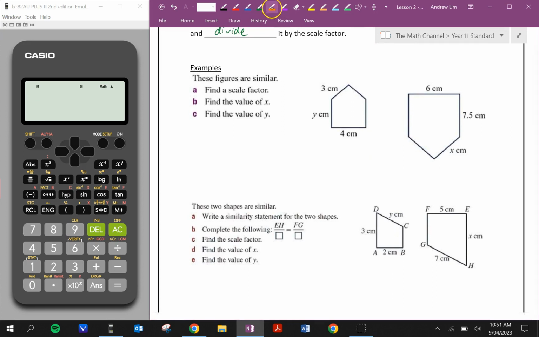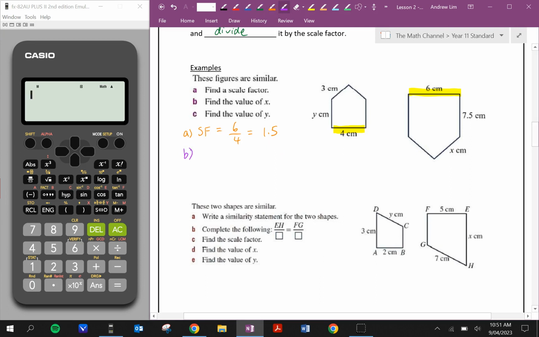Question A, find the scale factor. Here we can see that this side corresponds to that. So the scale factor is equal to the larger divided by the smaller. 6 divided by 4 is 1.5. So we've got a scale factor of 1.5. Now we can answer question B.